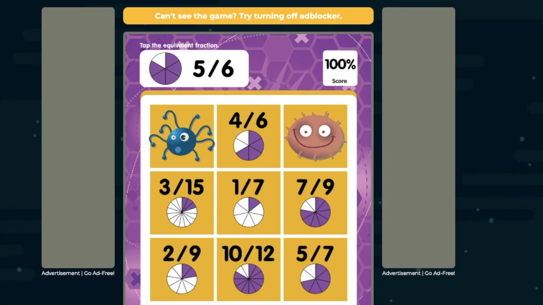All right, next one is 5/6. That's almost a whole, just missing one piece here. That's too small, too small, too small, maybe. Too small, maybe. Too small. Okay, 7/9 or 10/12. So let's use what we've learned with our models over there. We've got 5/6. Now these pieces here look like they're twice as small, so we need twice as many. So let's think about this. 5 times 2 is 10. 6 times 2 is 12. So it should be that one for sure.